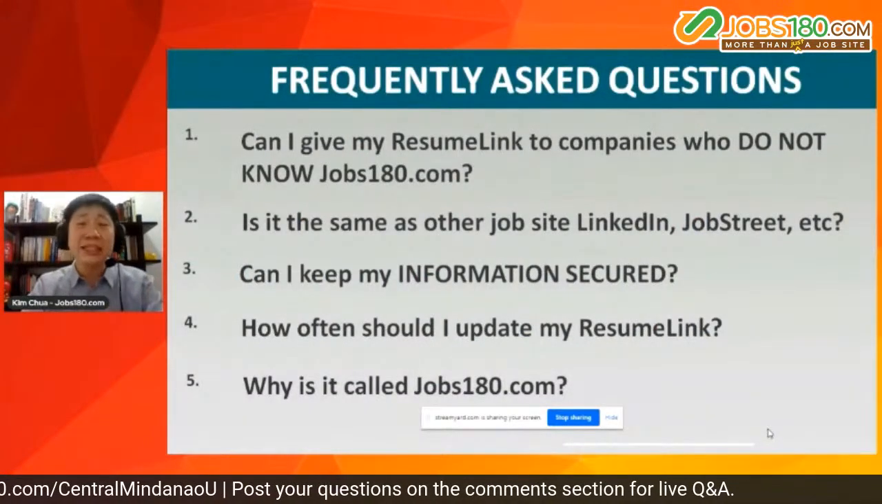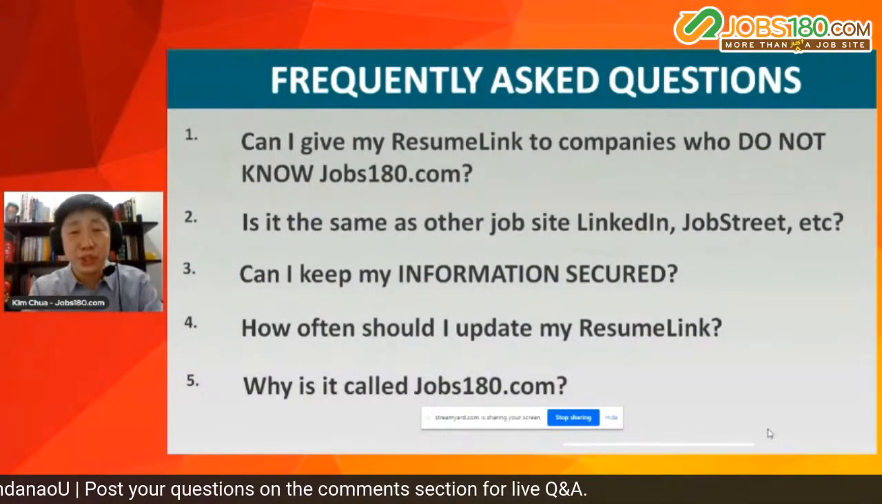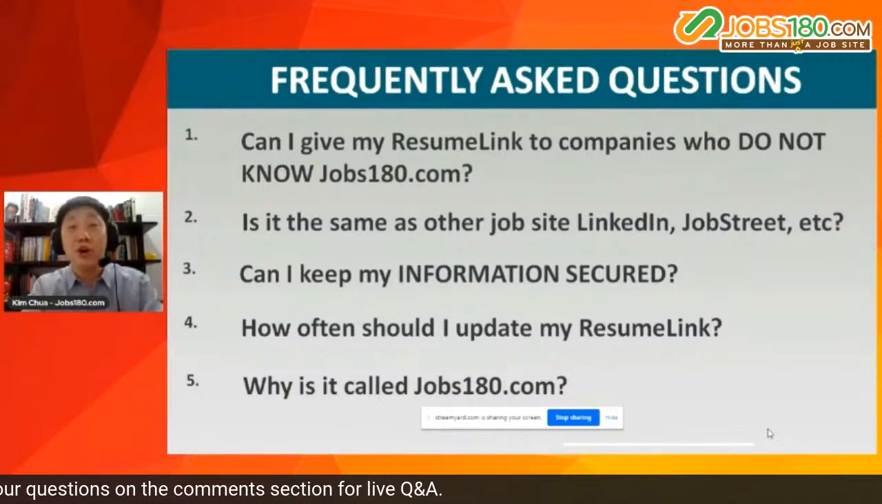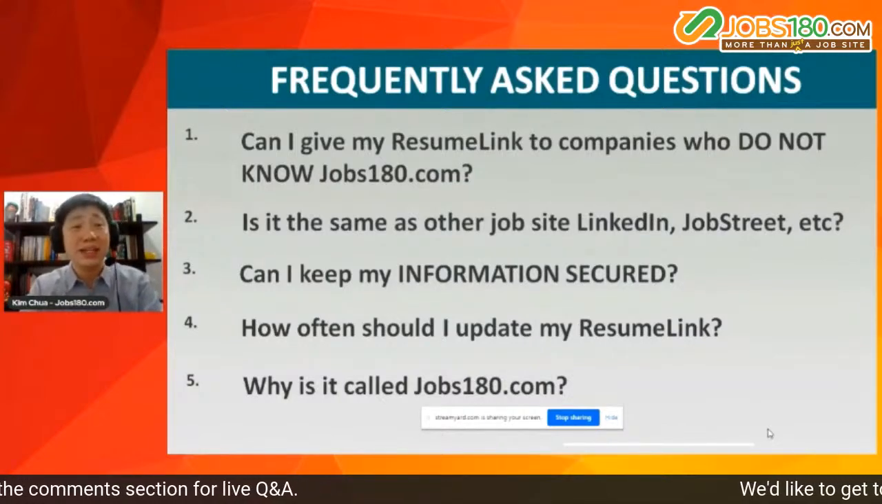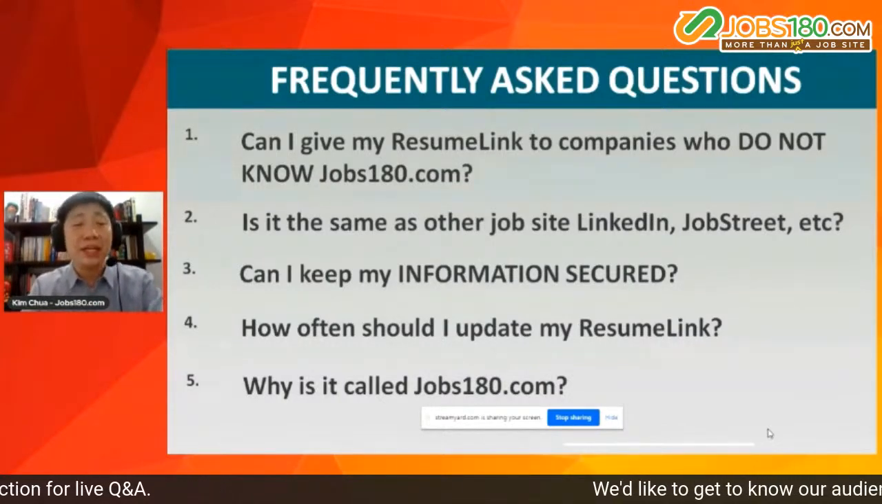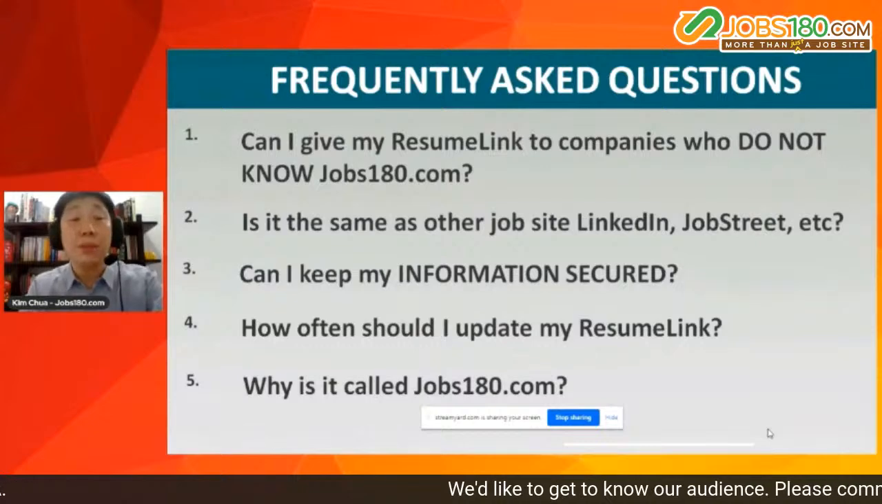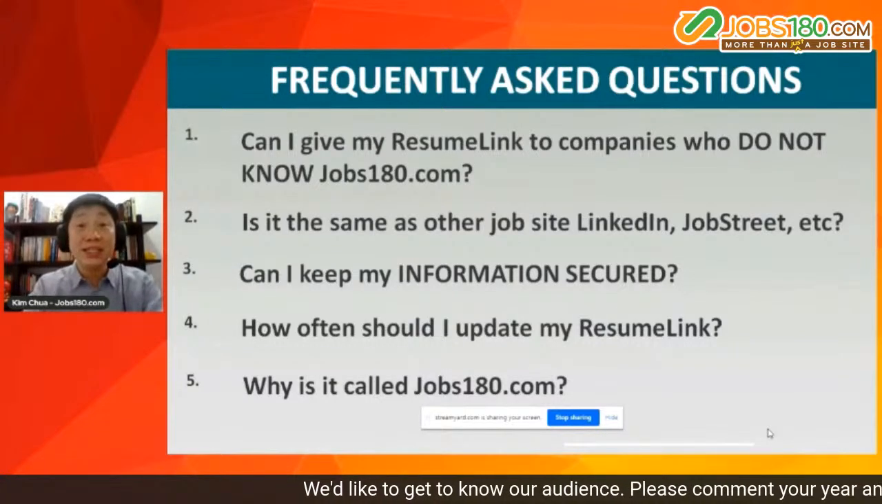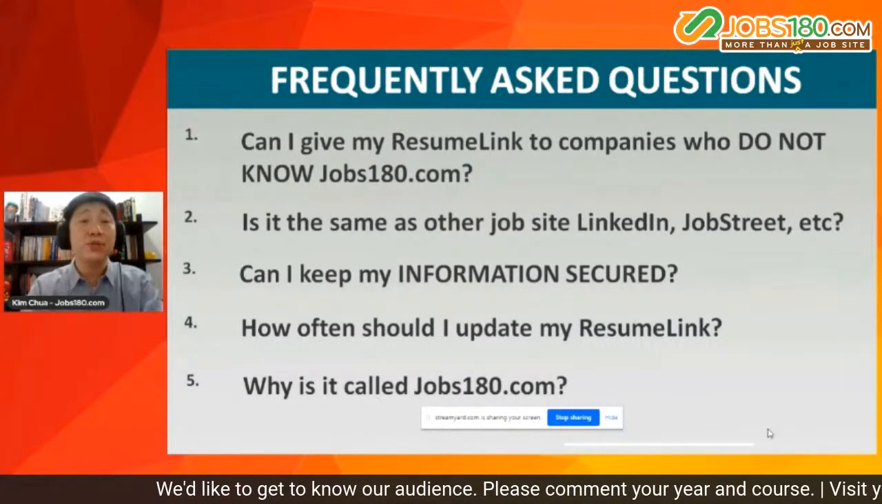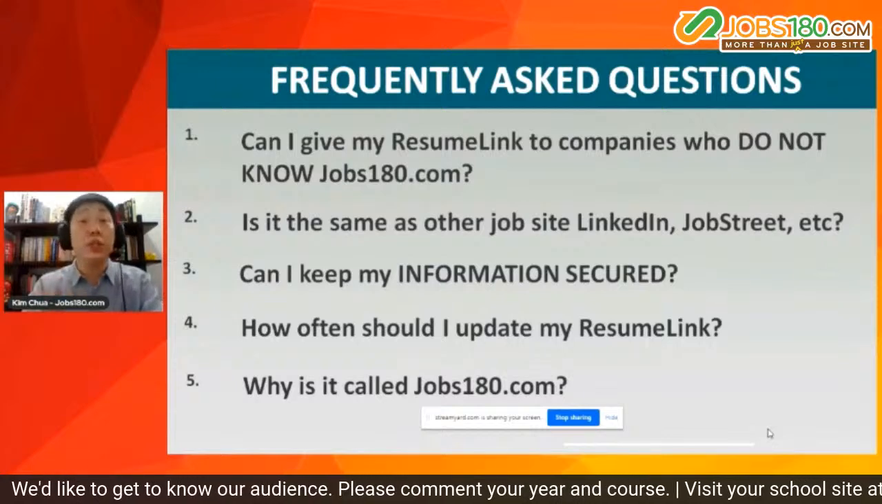Okay? Sa mga nagtatanong naman ng mga frequently asked questions, sasagutin ko na. Ito kasi yung mga common questions na kadalasan tinatanong sa akin. Ang tanong, can I give my resume link to companies who do not know about jobs180.com? The answer is absolutely yes. It depends kung sino ang bibigyan mo. Ikaw may ultimate control niyan.